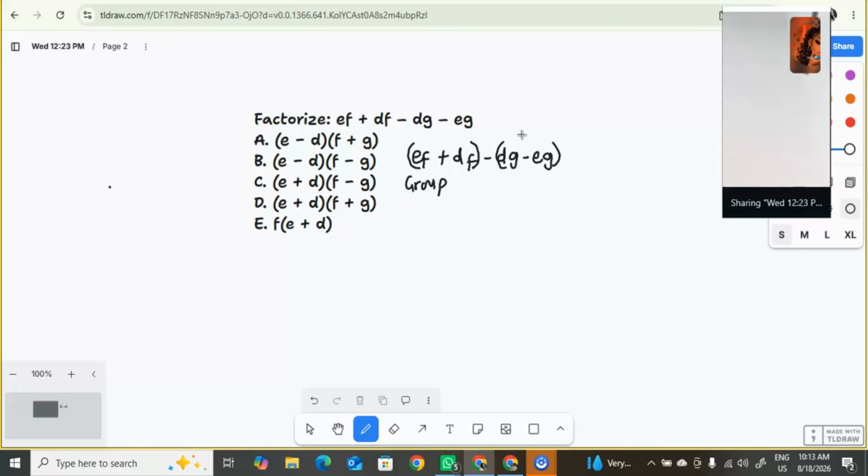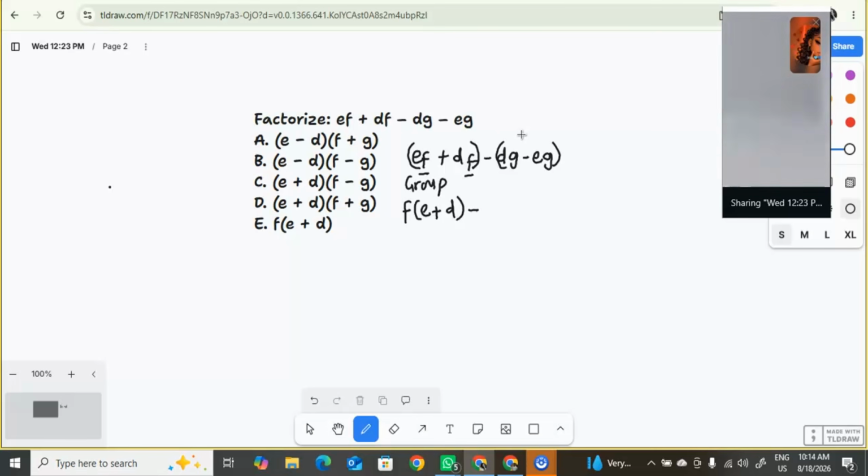That is, you are looking for what is common to both of the terms in each of the brackets, and then you will extract it out of the brackets. All right, so we have EF plus DF. What is the HCF here? What is common to both of them? F is common, so we pull out F outside, meaning what we have remaining inside would be E for the first term plus D for the second term. Are you following me? Then here we have minus.